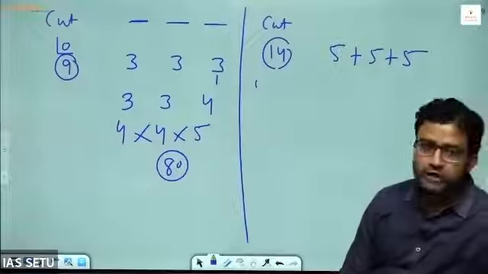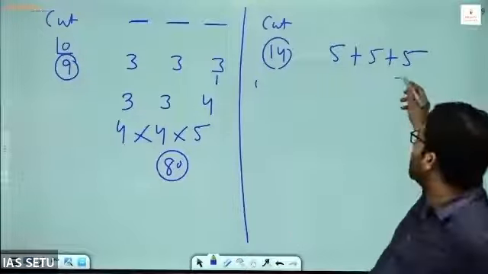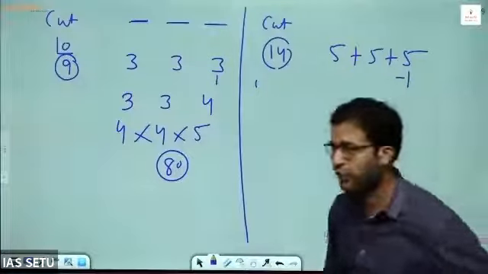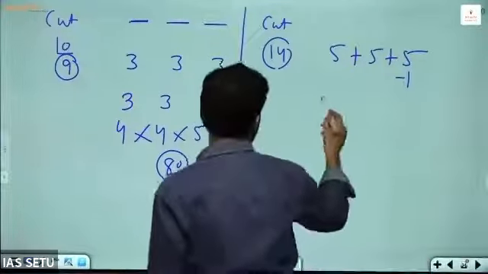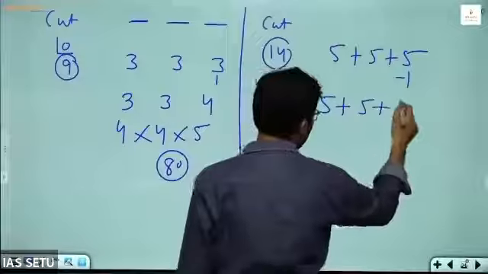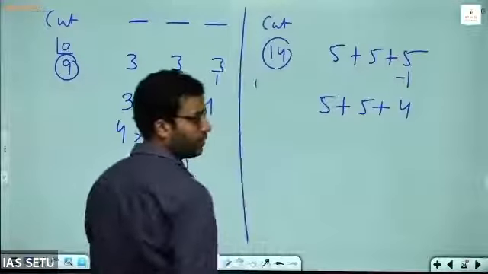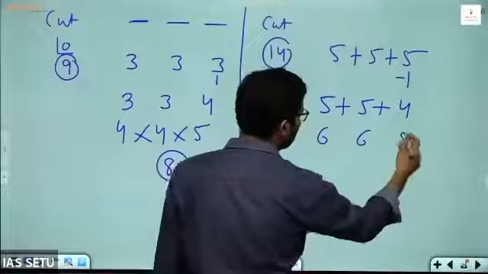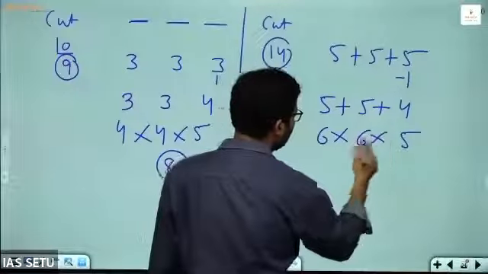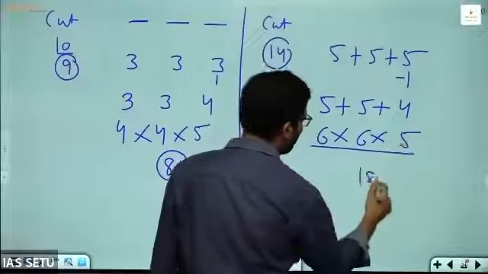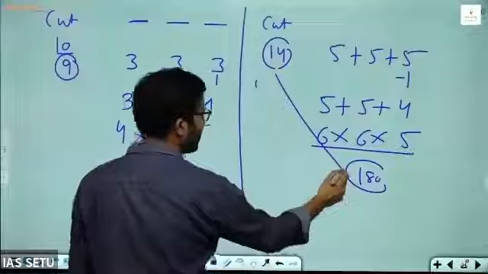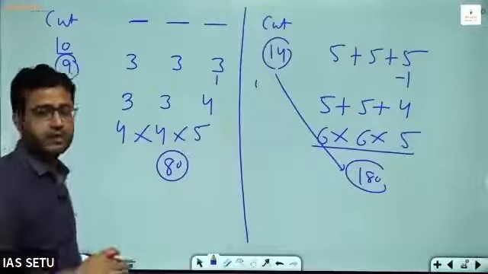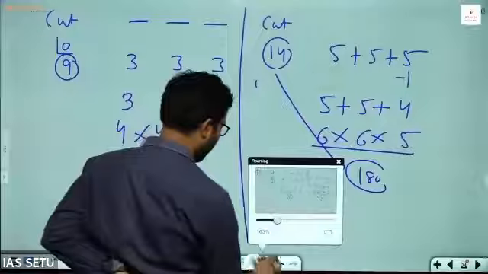But actually you have 1 less. So you take 1 back. अगर 1 extra दे सकते हो तो 1 वापिस भी ले सकते हो. So your best distribution is 5 cuts plus 5 cuts plus 4 cuts actually. 5 cuts give you 6 pieces, 5 cuts give you 6 pieces, 4 cuts give you 5 pieces, multiply 36 into 5, 180 pieces. 14 cuts, maximum number of pieces possible, 180. Wait, let me take the next question.